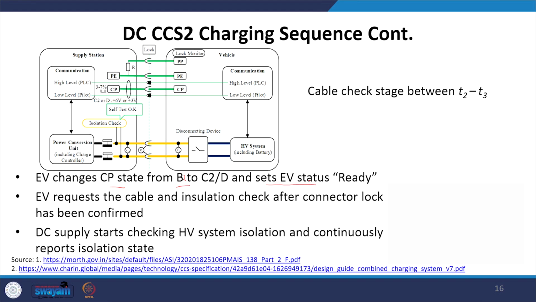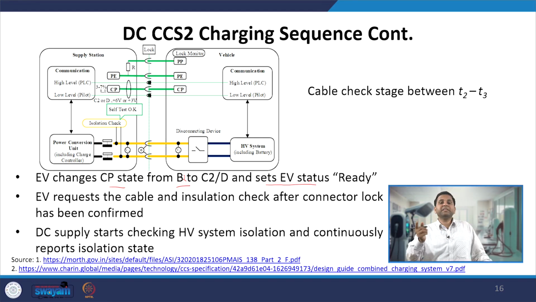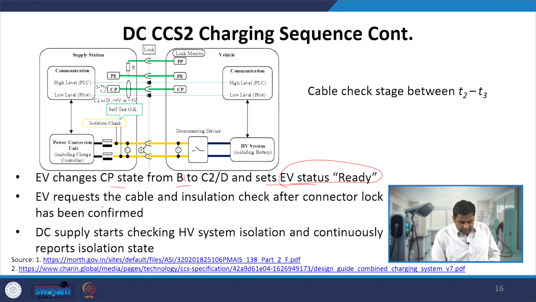And that is when the S2 switch in the EV will change its state, so the CP state will go from B2 to C2 state, and that is when the EV sends the information that the EV is ready for charging or energy transfer. And the EV requests the cable and insulation check after the connector lock has been confirmed.